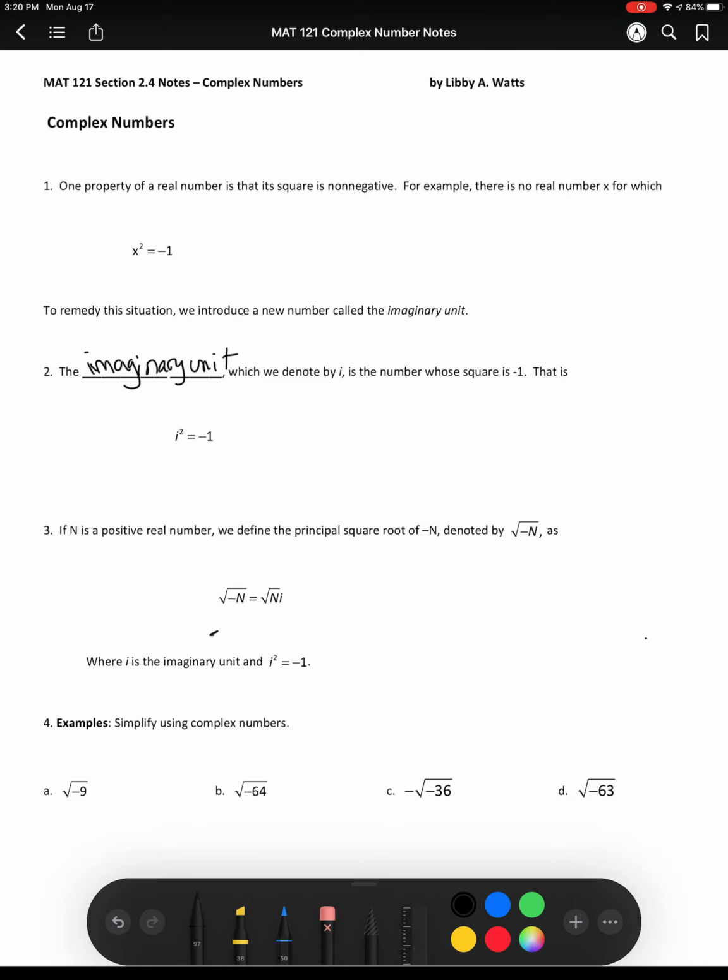Sorry, that's pretty sloppy. Is the number whose square is negative 1. That is, i squared equals negative 1. And if you don't remember anything else from this lesson, if you remember that, you'll be in good shape.